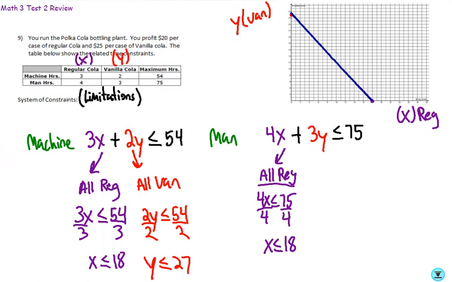Now let's say all vanilla. If I do all vanilla, let's see how many cases I can make given how long I can pay people to work. So divide by 3, and we get y less than or equal to 25. So I can make 25. I've got time to make 25 cases if I decide to go all vanilla. So let's do the same thing and graph it. This was 27, so 26, 25. And then on the x, it actually ends up being the same number, 18.